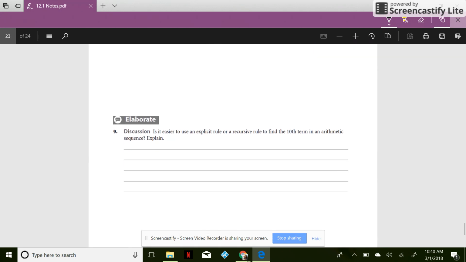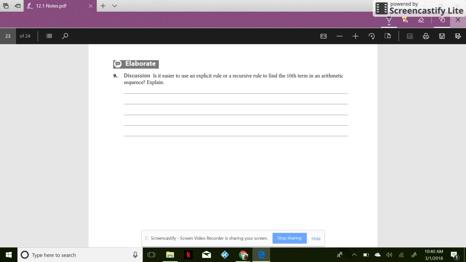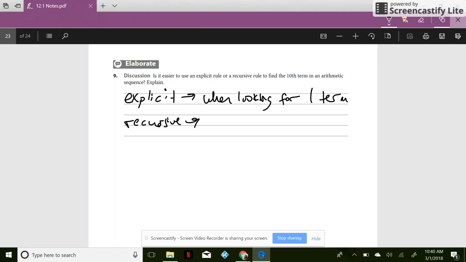That's pretty long. So is it easier to use an explicit rule or a recursive rule to find the 10th term in an arithmetic sequence? It's easier to use explicit. We want to use the explicit when we're looking for one term. And then we want to use the recursive if we're wanting all terms, since they depend on the one before them.